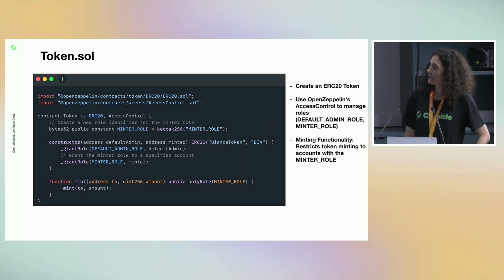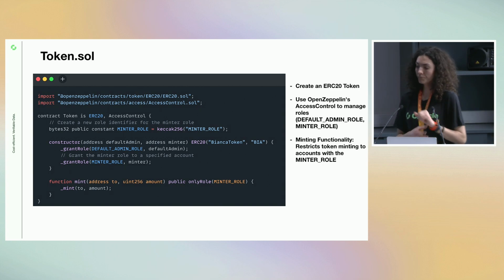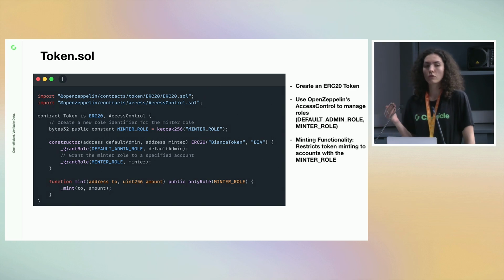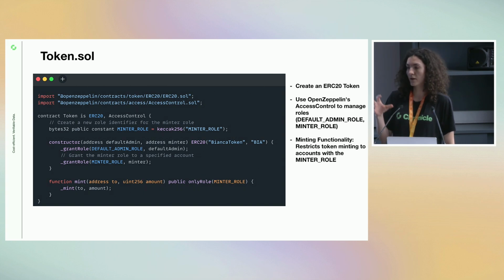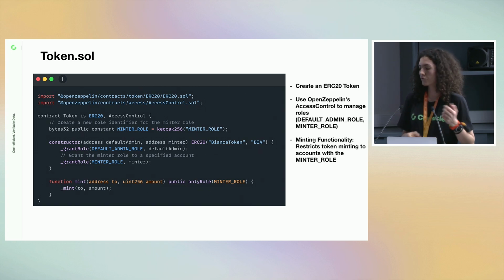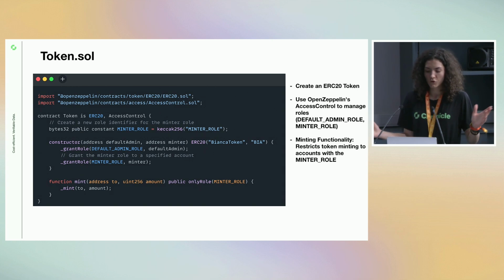So first step, we're going to create our own token. I was using here the ERC20 token, and I was using the OpenZeppelin access control in order to manage roles. We have two roles, the default admin role in order to create roles, and then the minter role in order to enable minting. So the address who has the minter role can mint tokens. Then in terms of the minting functionality itself, it restricts the token minting to accounts with the minter role. And it's pretty much the classical ERC20, nothing fancy here.